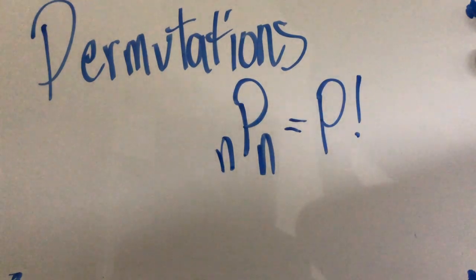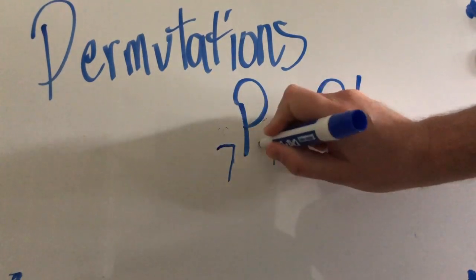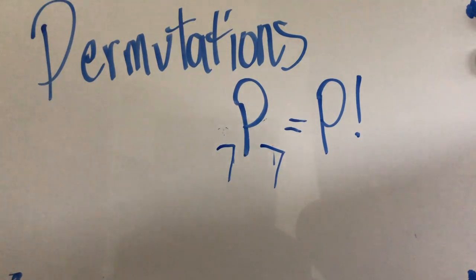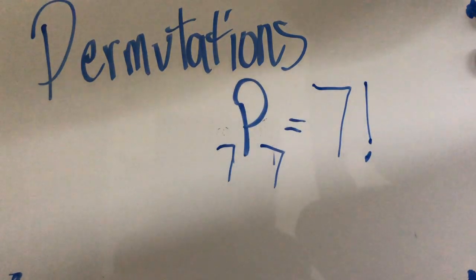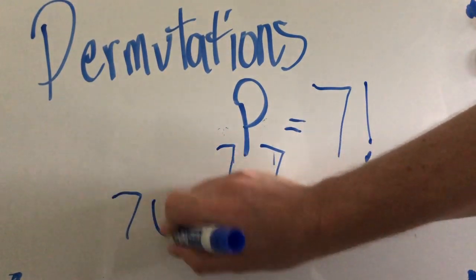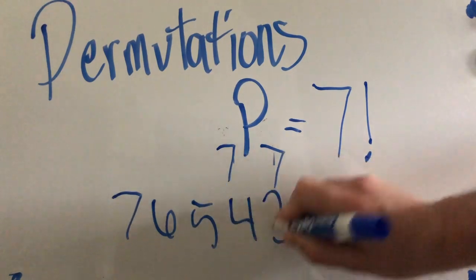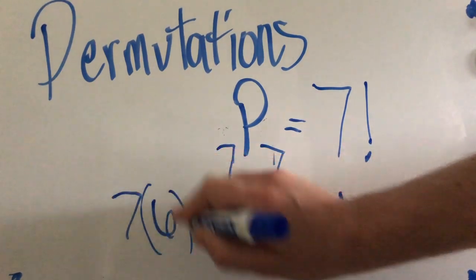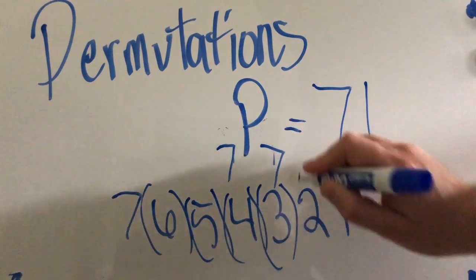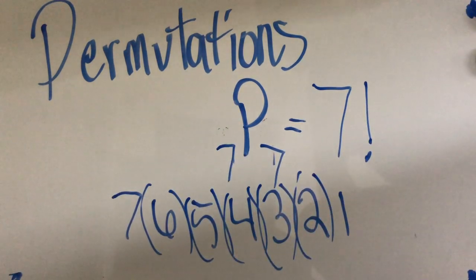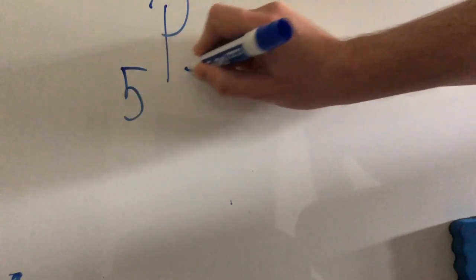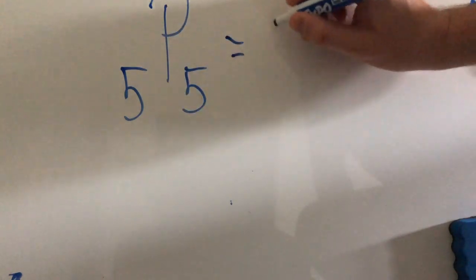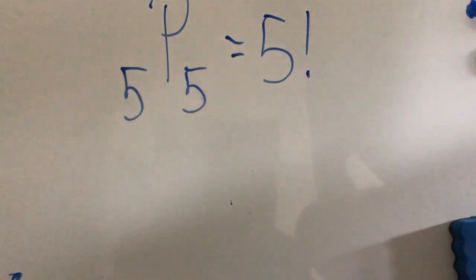If those n's are the same, let's say they're both 7, then basically the factorial is 7. And then we're going to go ahead and do 7, 6, 5, 4, 3, 2, and 1. We're going to multiply all those. Okay? So that's the first type of permutation that we're going to be dealing with. That same number in front, it's just another way of saying the factorial of 5. Now that's more of a little foundation for you.